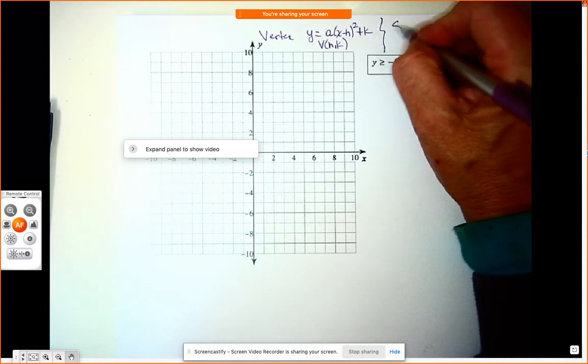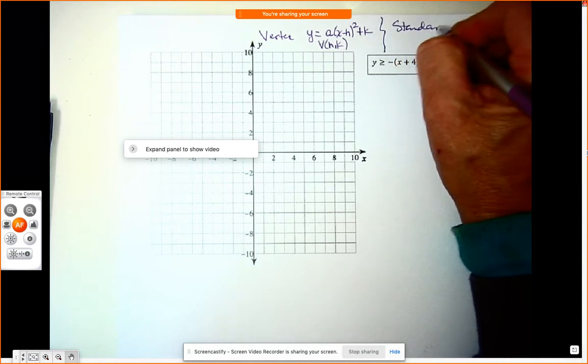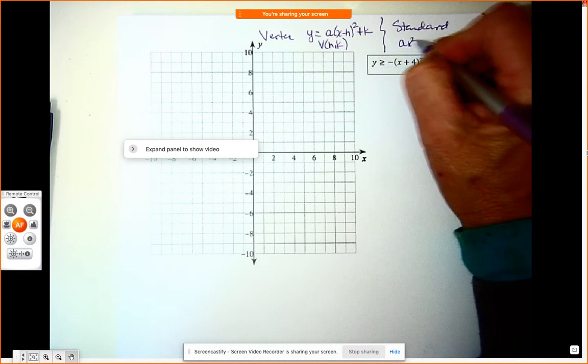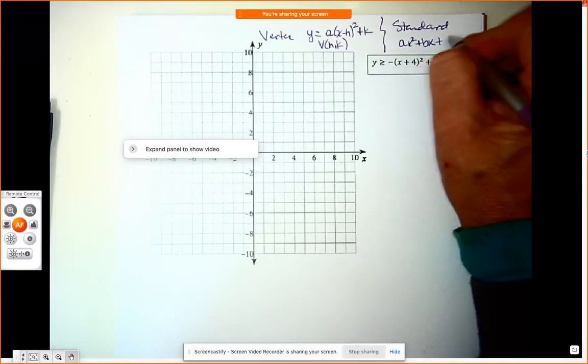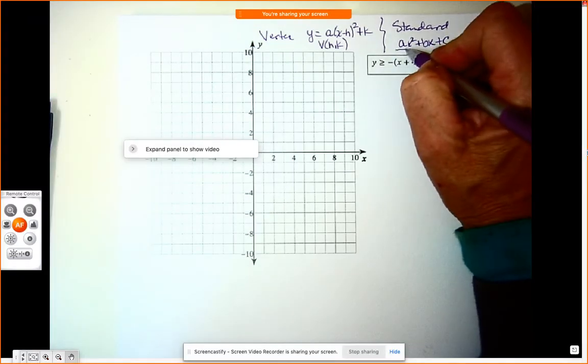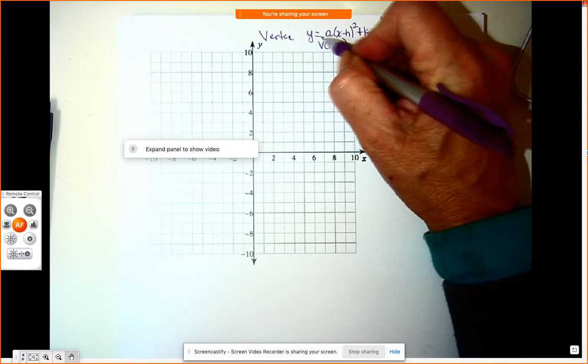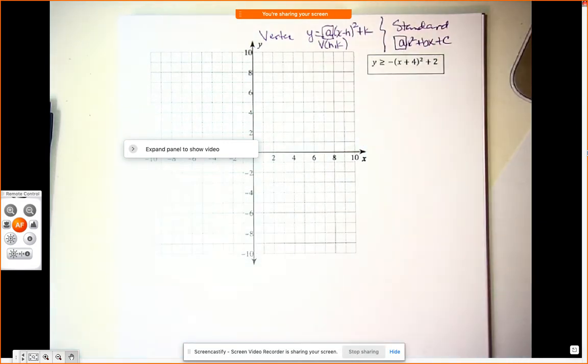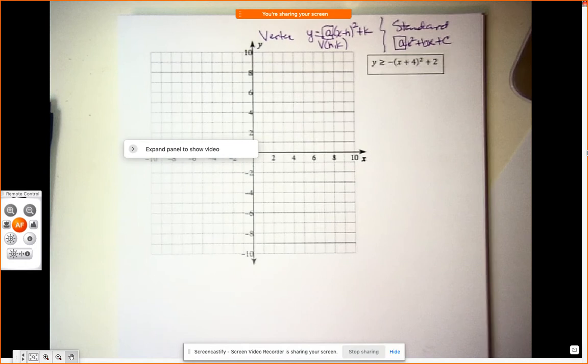But when it's in standard form, we have ax squared plus bx plus c. This a tells us something. The a is the same in both. I mean, it basically stands for the same thing, but it gives us some information.